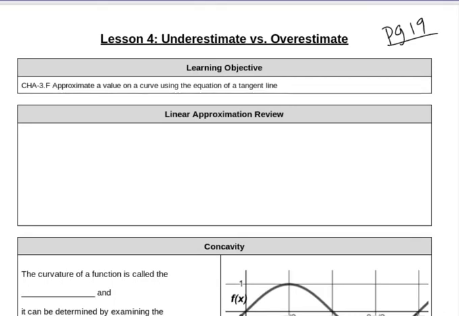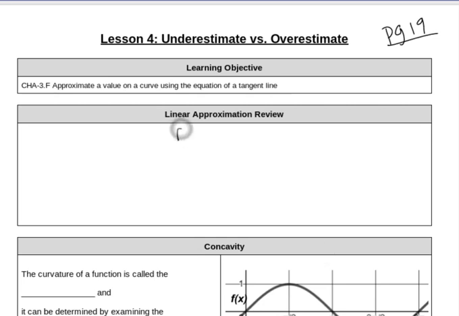Hi everyone, this is your lesson 4 video on underestimate versus overestimate. Your learning objective for today is approximate a value on a curve using the equation of a tangent line. This is actually the exact same thing we did in lesson 3. We're just going to add on to it a little bit.